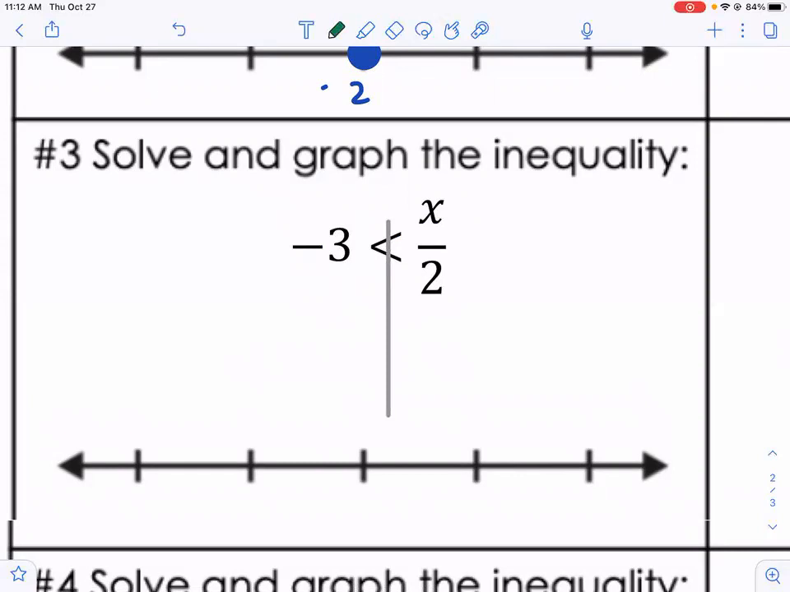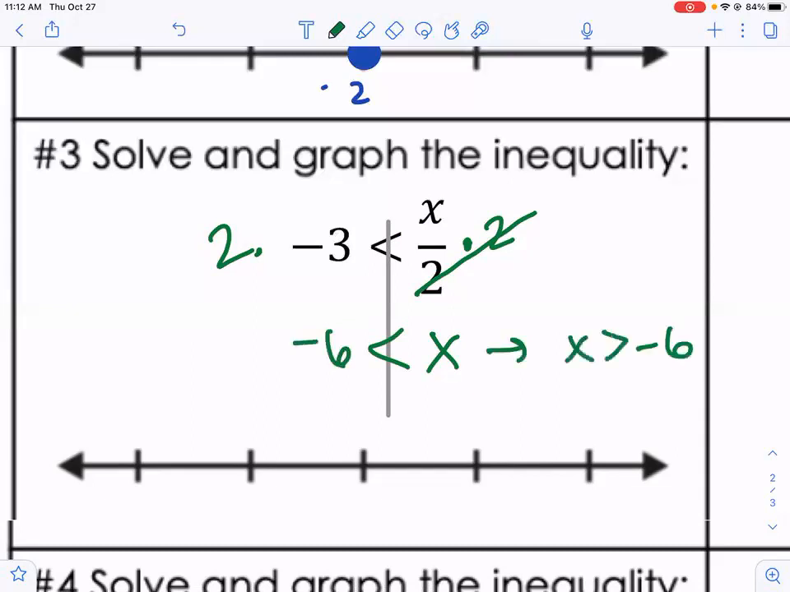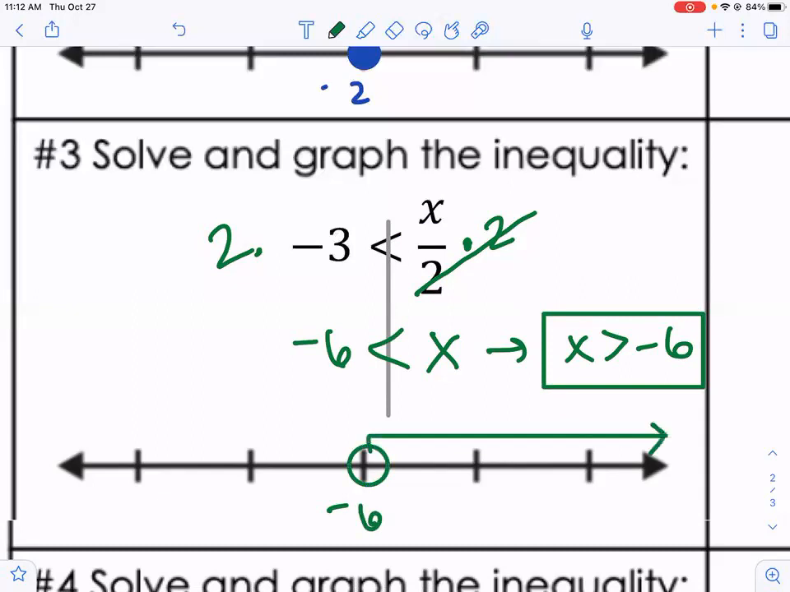Okay, Trent, what do we do on number 3? We gotta multiply both sides by 2. So we have X, we have the same sign, and then we have -6. So rewrite this to be X is greater than -6. So our graph is gonna look like this. Sound good?